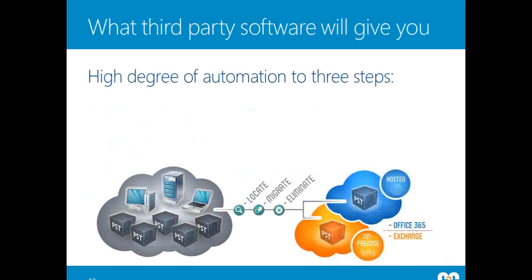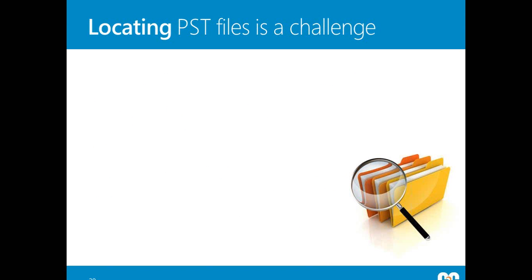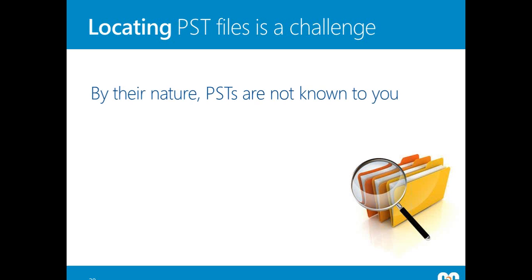So what's a third-party software product going to give you? There are three distinct steps to a migration, and the third-party software is all designed to automate these to varying degrees: locating them, migrating them, and finally eliminating them. Locating PST files is a challenge because, by their nature, while most IT departments know where to look, for example, end user devices, network locations, whatever, the problem is how to look for them. It can be lengthy and challenging.